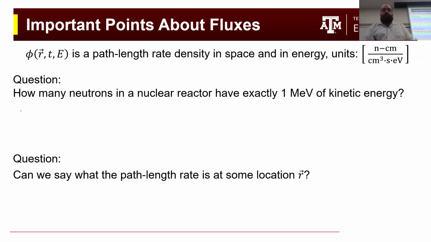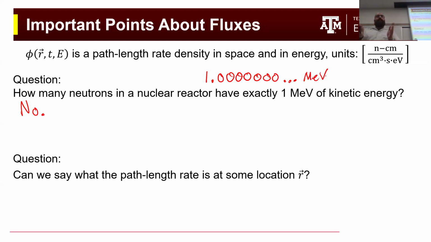No, right? Hopefully we're thinking no. And the reason is because this is a distribution. The energy dependent flux contains information about the distribution of neutron energies. In a distribution, you can't really say how many neutrons have a specific energy, like exactly 1.000000000 MeV, and that's just never going to happen. There's always going to be some distribution, and therefore you're not going to have anything at exactly 1 MeV.